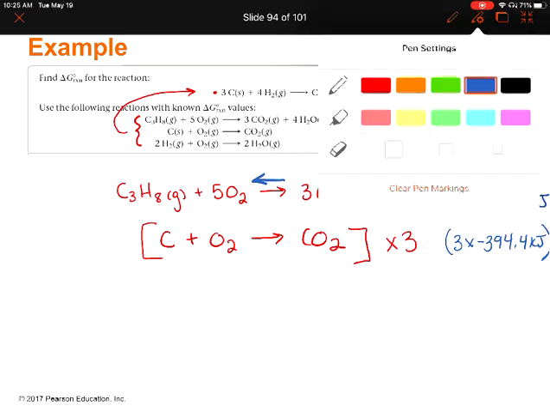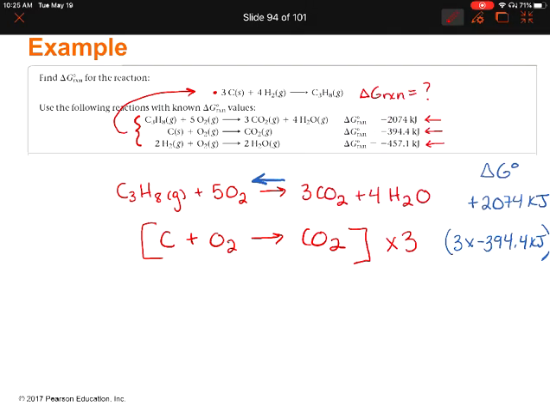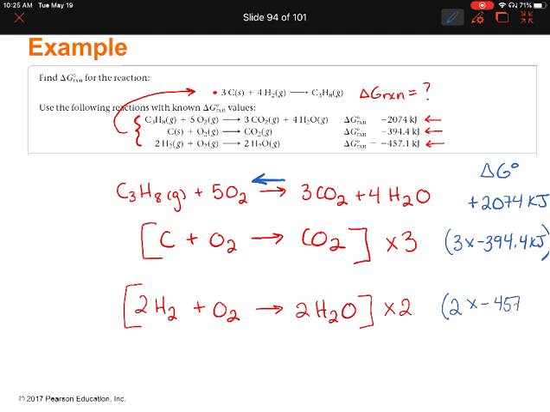Okay. And then the last reaction, we have 2H2 plus O2, which forms 2H2O. Now, hydrogen gas is in the reactants for our overall reaction, so that matches what we have here. But we want 4 moles of hydrogen gas, not 2. So let's multiply this whole thing by 2 so that we end up with 4 moles of hydrogen. But that means we have to do the same thing to the delta G value. So 2 times negative 457.1.